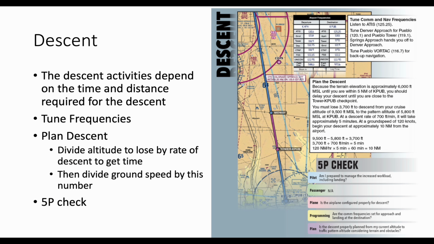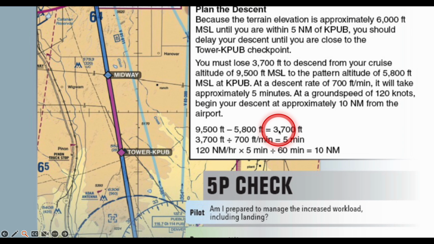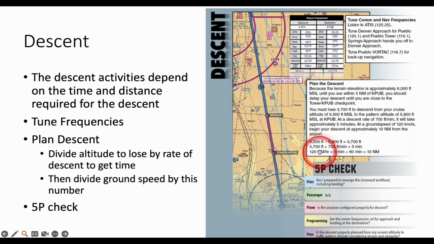divided by 500. Over here is another example where this airplane needs to lose 3,700 feet and they're planning on descending at 700 feet per minute. That comes out to 5 minutes. So if your ground speed is 120 knots per hour, multiply that by 5 minutes, divided by 60 minutes, and it comes out to 10 nautical miles. So you can work backwards, take your destination airport, and then 10 miles away from that destination, you can mark your point of descent.